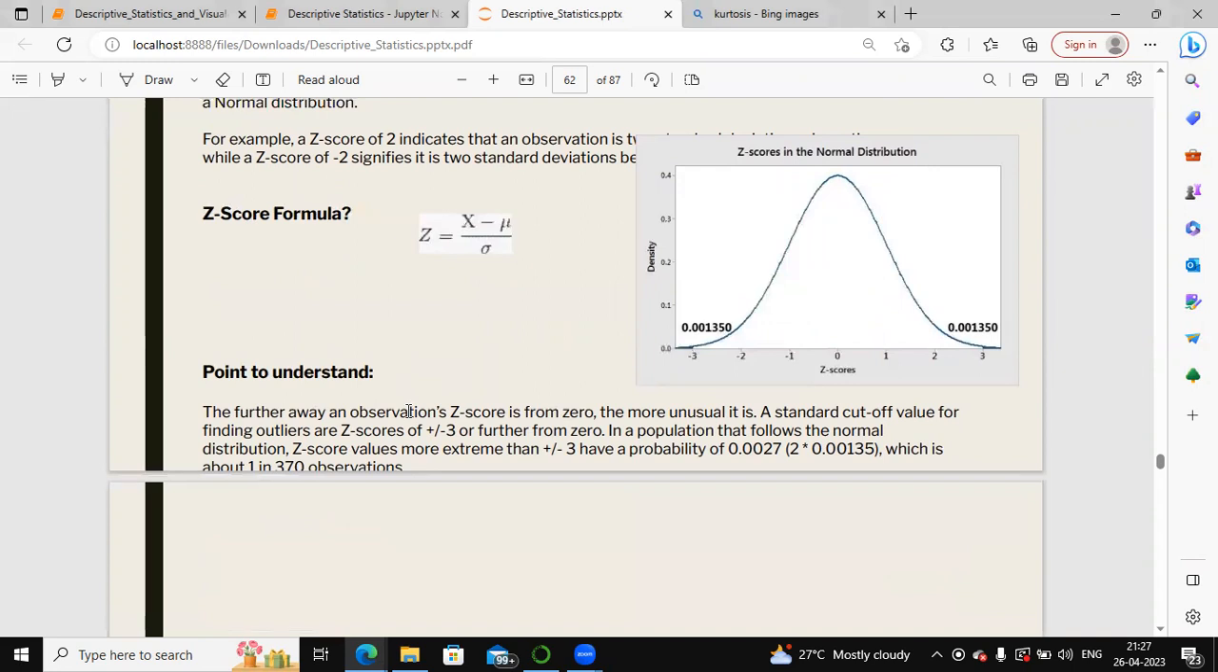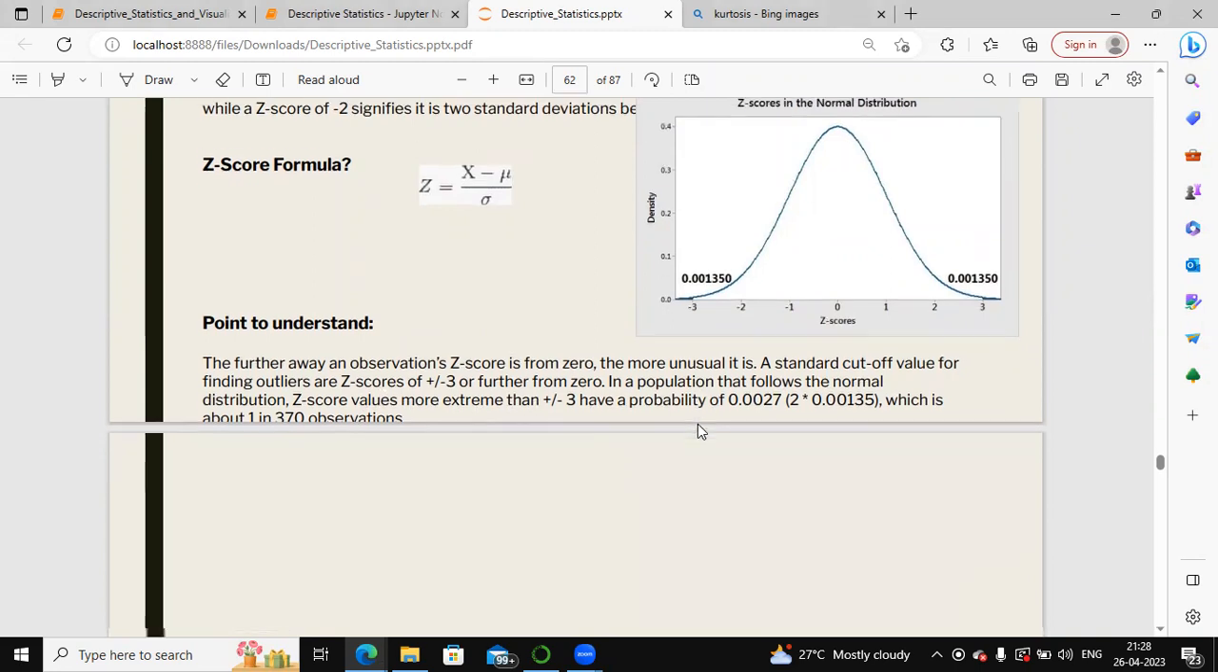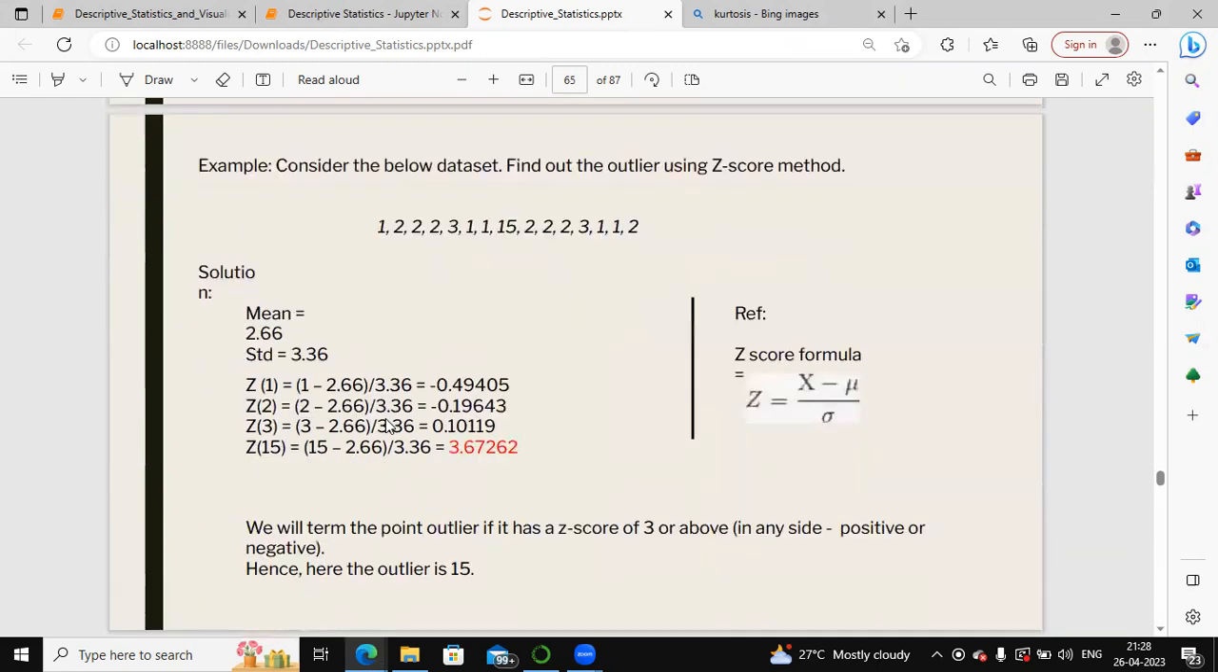Point to understand: the further away an observation's z-score is from 0, the more unusual it is. A standard cutoff value for finding outliers is a z-score of plus or minus 3 or further from 0. In a population that follows the normal distribution, z-score values more extreme than plus or minus 3 have a probability of around 0.27 percent, which is about 1 in 370 observations. Okay, so let's consider a data set and find the outlier using the z-score method.